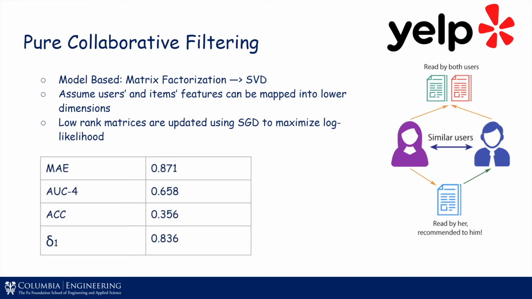So we've defined metrics to evaluate our model. The MAE stands for mean absolute error, and the AUC4 score stands for the area under curve score with 4 stars as a threshold defining a good restaurant. ACC stands for accuracy, and we define delta 1 to be the proportion of our predictions that lie within 1 star of the ground truth.